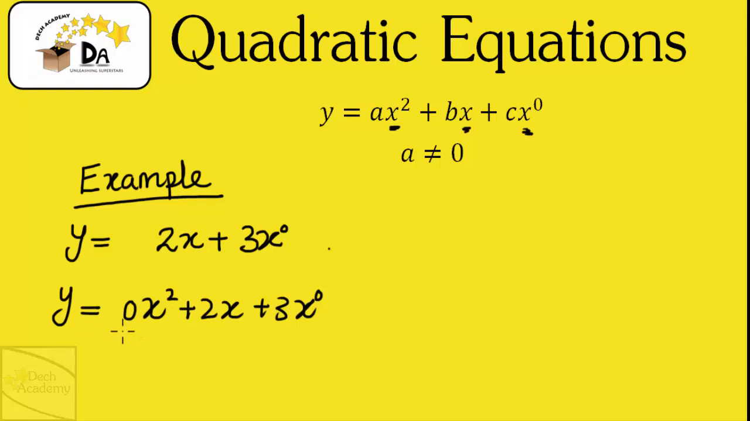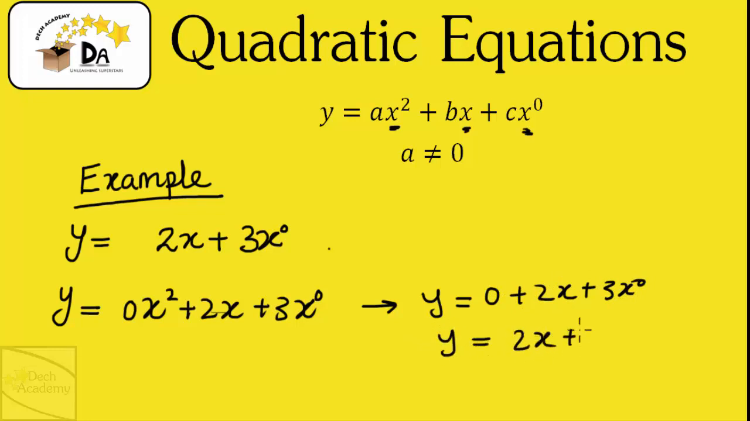Which means that, if you just start from here and simplify, we'll have y equals 0 plus 2x plus 3x to the 0, which is the same thing as y equals 2x plus 3x to the 0. A lot of the times in mathematics, when you have 0 plus a number, or a term plus 0, or 0 plus a term, you just ignore the 0. There's no need to write it, because 0 is nothing.